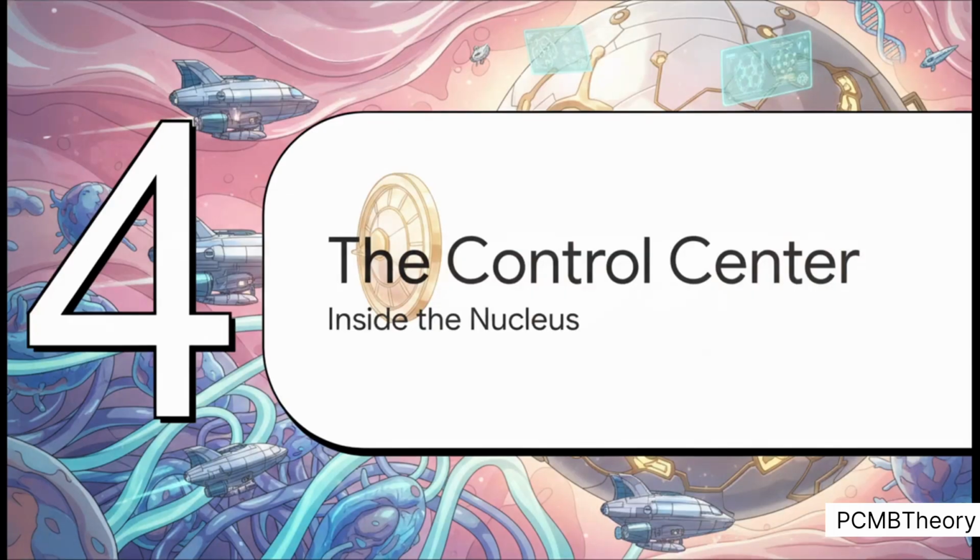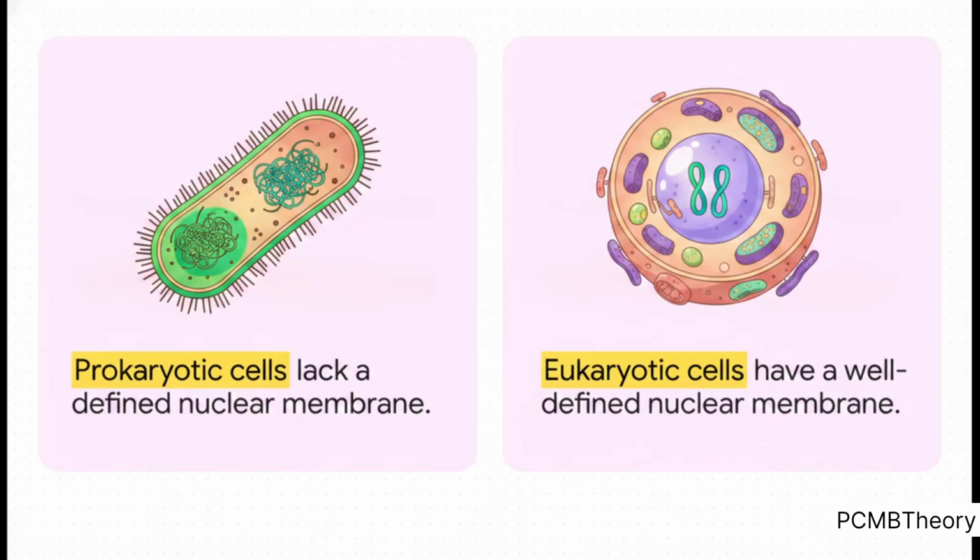Section 4. The Control Center. All right, let's leave the gatekeepers behind. Moving deep into the very core of the cell, we find the vault where the blueprints of life are actually kept. We're talking about the nucleus. But as it turns out, not all control centers are built the same. We actually divide life into two major categories based on their nucleus.